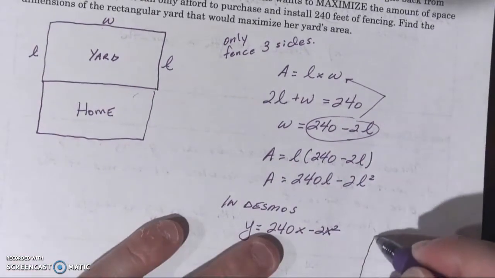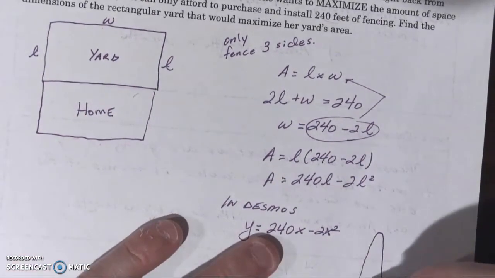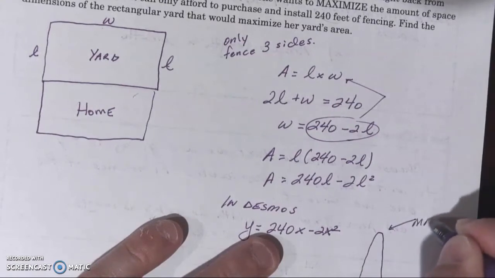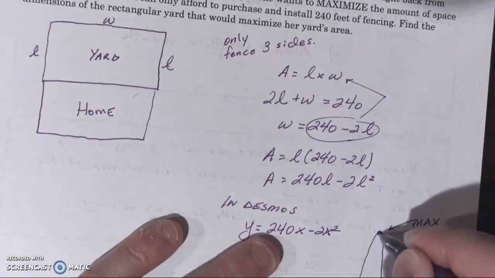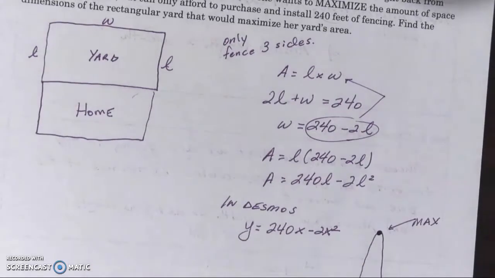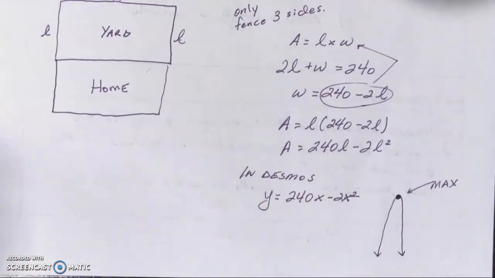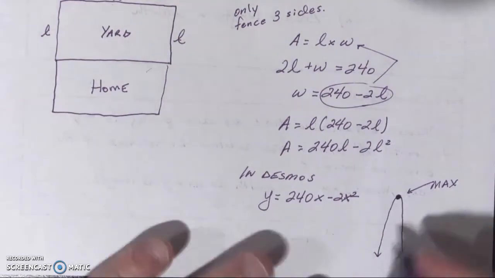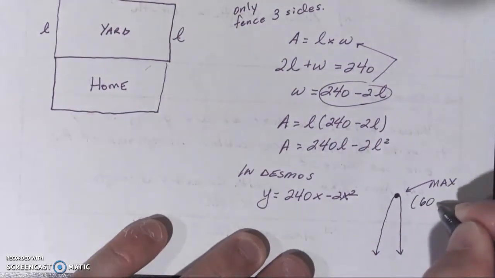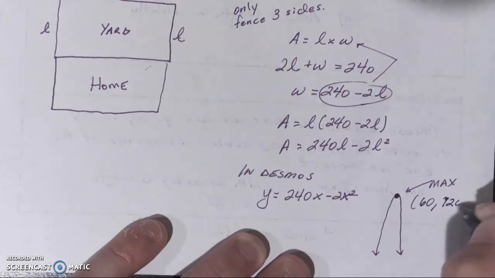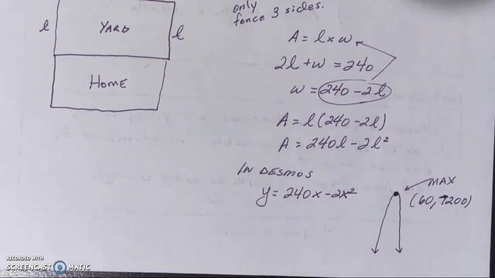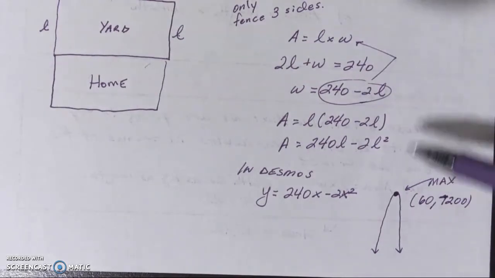You would see that it is a downward facing parabola, and when we want to maximize, we want this point right here. Okay. On Desmos, if you were to type in this and find the maximum point, it's really easy. All you do is make sure your screen's wide enough, you click the button, and this point here is 60, 7200. Okay. Now the question asks us, find the dimensions of the rectangular yard.